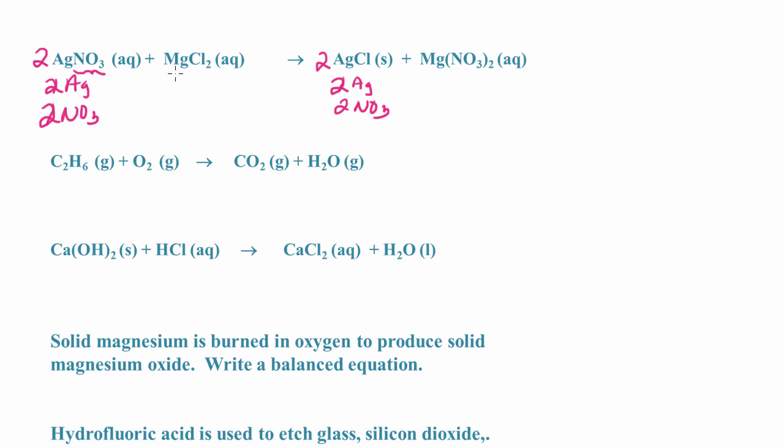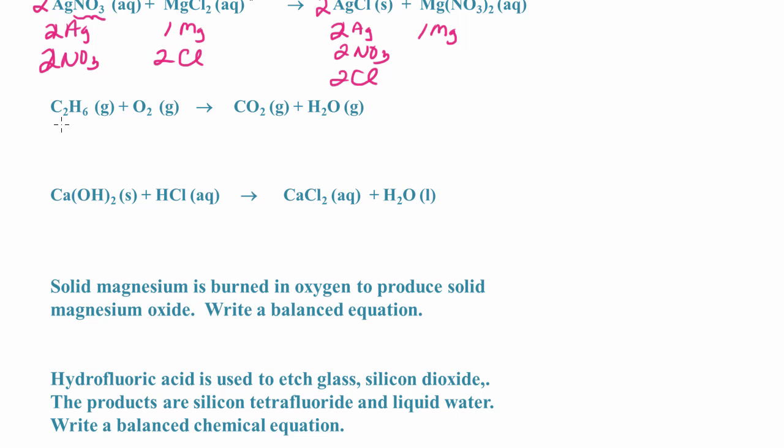Okay, let's take a look at magnesium. I have one magnesium atom on this side, and I have one magnesium on this side. We're balanced in magnesium. And then the chlorine, I have two chlorines on this side, and I have two chlorines on this side, so we're balanced in chlorine. And then finally, we're balanced in magnesium, silver, nitrate, chlorine, and this is a balanced chemical equation. Okay, let's do this next one here.